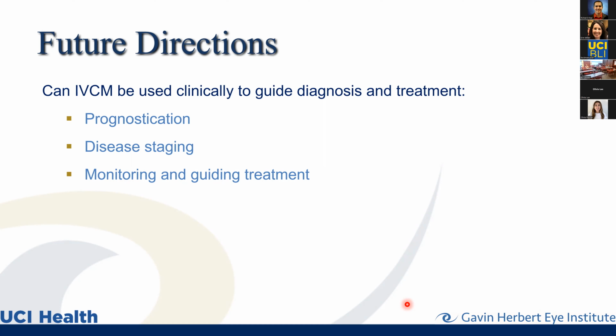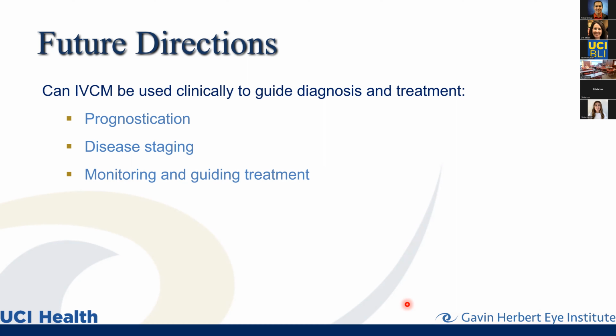In other words, which patients are going to progress, which patients are going in that bad direction and we need to stop them, which ones are going to develop the severe disease. Could we stage diseases like we staged limbal stem cell deficiency using confocal findings alone? And this one, monitoring and guiding treatment.